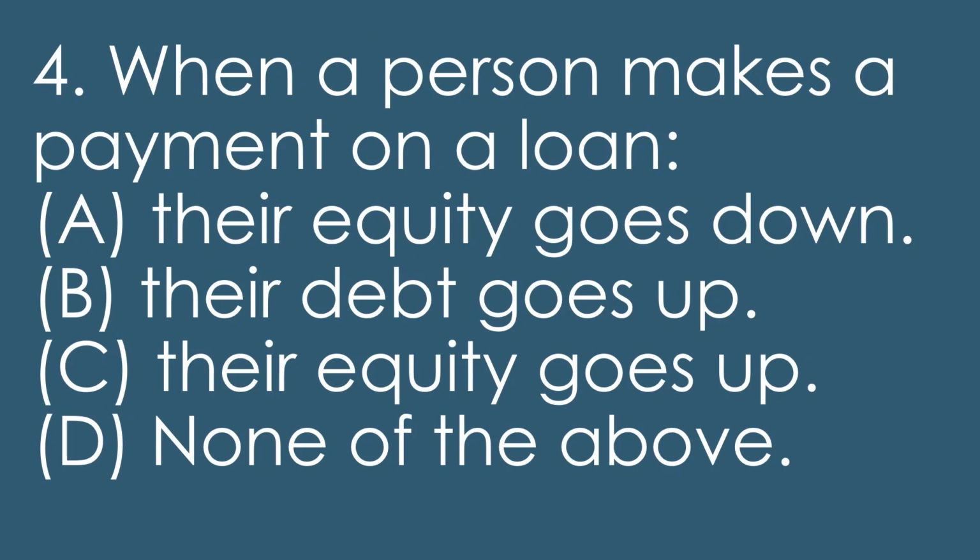4. When a person makes a payment on a loan, A, their equity goes down, B, their debt goes up, C, their equity goes up, D, none of the above. So the DRE for this particular question is asking, I should redo that.